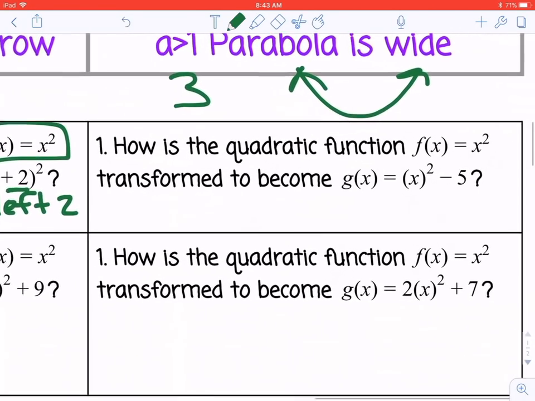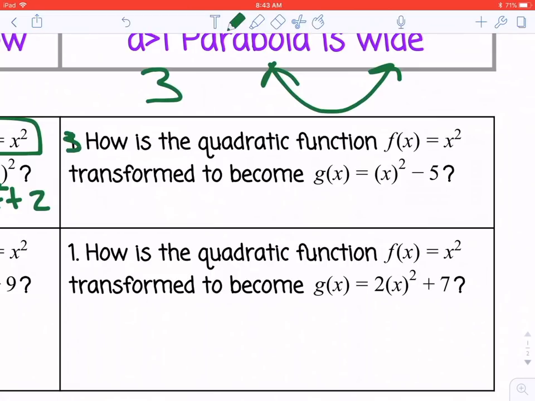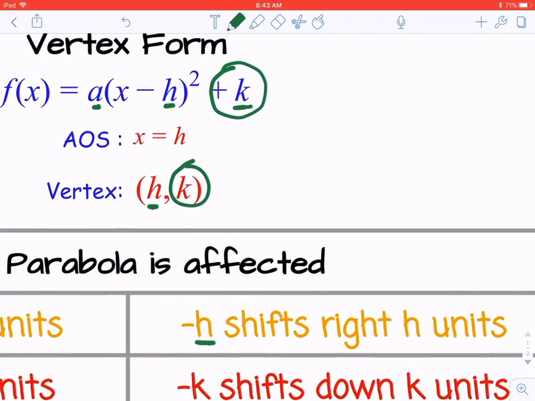Now let's look at example 3. They're always comparing it to the parent function. How is the quadratic function transformed to become x squared minus 5? If all that happened is minus 5, that is our k.